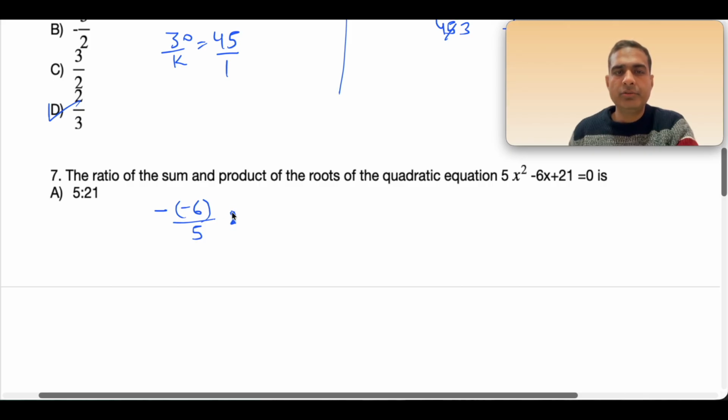And we have to find out the ratio. And product is c by a, constant term divided by the coefficient of x square, that is 21 by 5. Now this is a ratio, so we can multiply or divide both the numbers by any number, and the ratio will remain the same. So we can multiply both the numbers by 5. So 5 will cancel out from the denominator, so minus of minus becomes plus 6 is to 21. So the ratio became 6 is to 21 by multiplying by 5 to both the numbers.